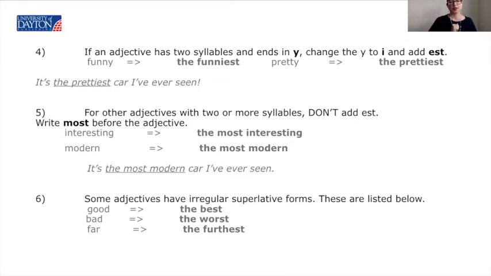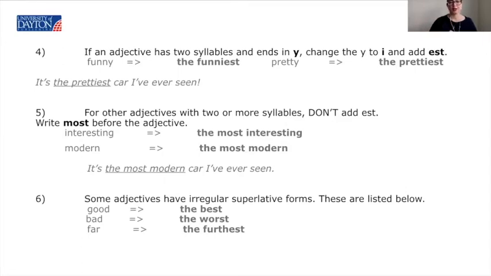Okay. We got interesting. Yeah, that's a long word. And the most interesting and modern. We have talked about this word. The most modern. Okay. It's the most modern car I have ever seen. Probably you're thinking about the silver one.